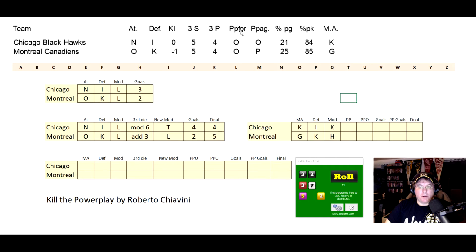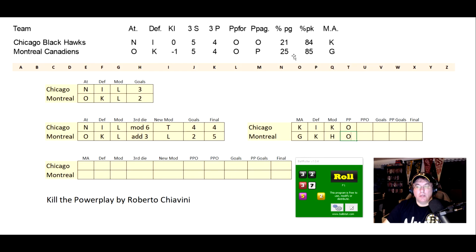Now, as far as power play goes, look at this up here, power play for, power play against. You do the same thing as you did with the attack and the defend. You go down and across to check it out. Power play for is O, and the power play against is P. So it goes up 1, you cut it in half, you round down, so no effect at all. So Chicago is rolling on column O. Montreal is O. They're going against a power play against of O, so there's no change.